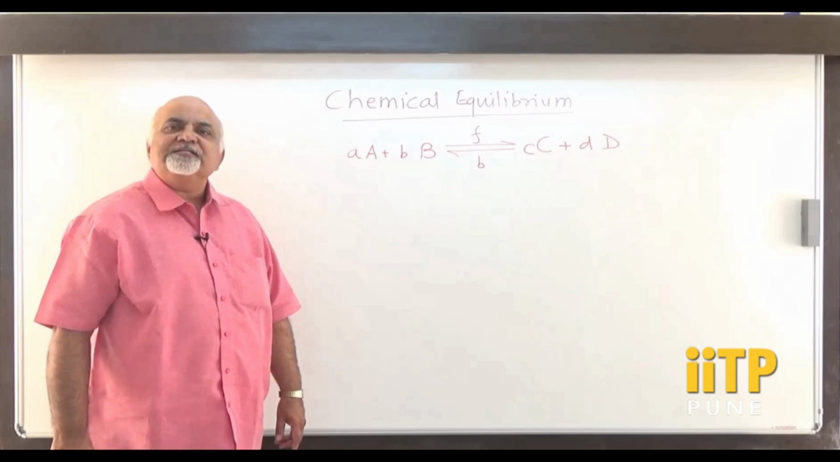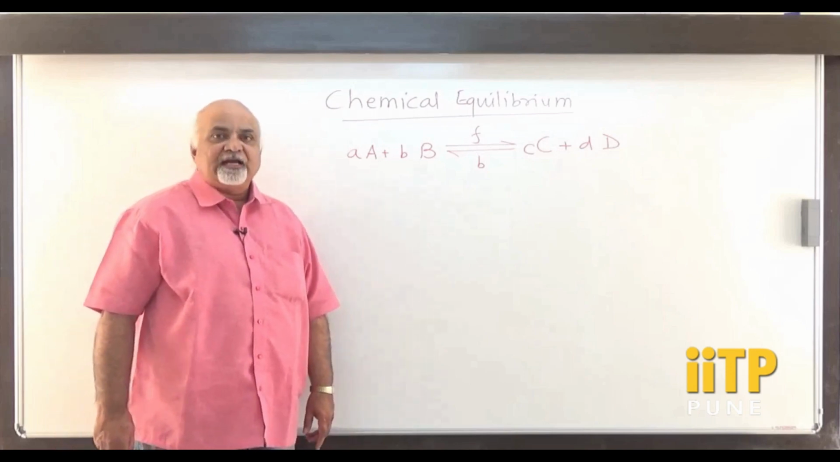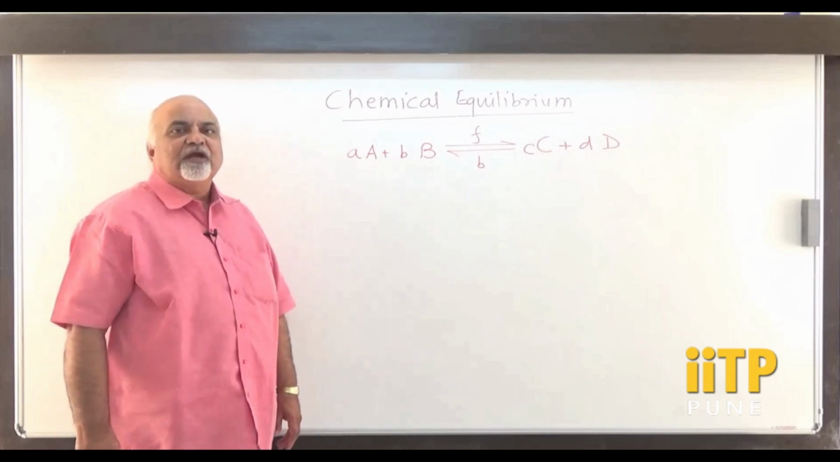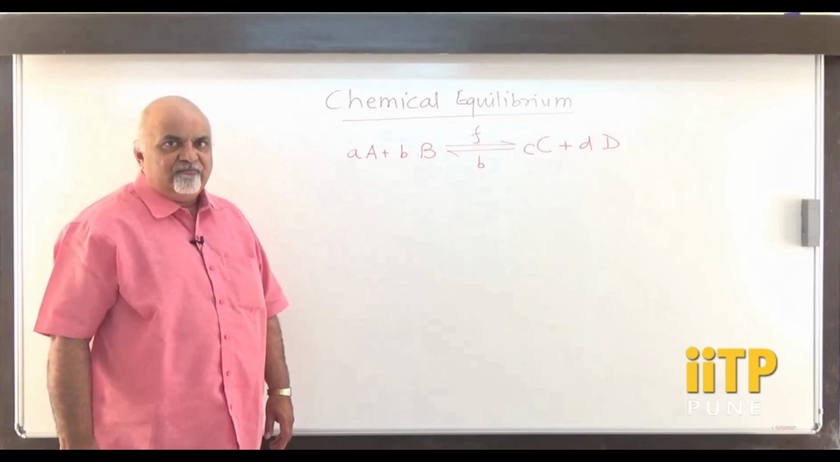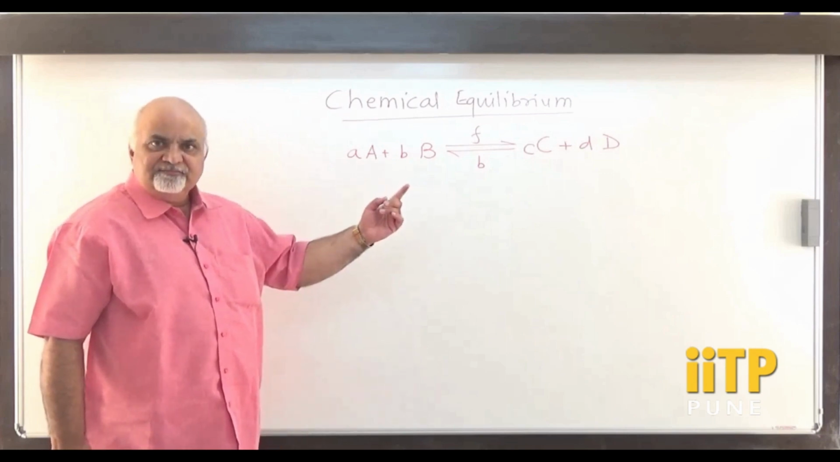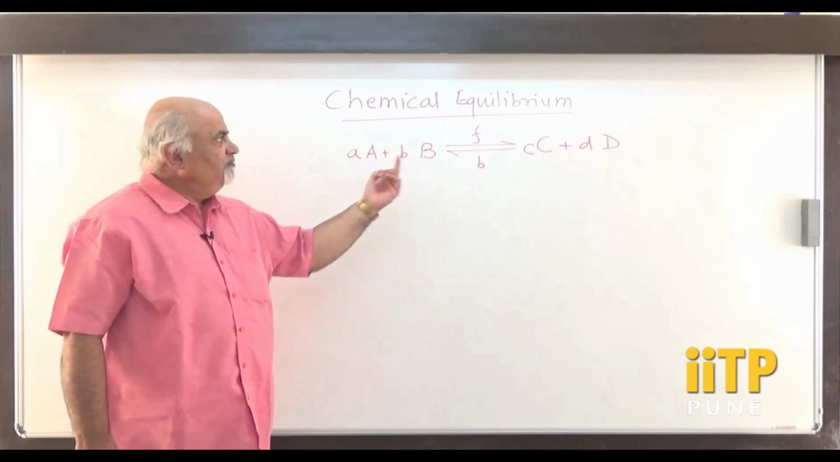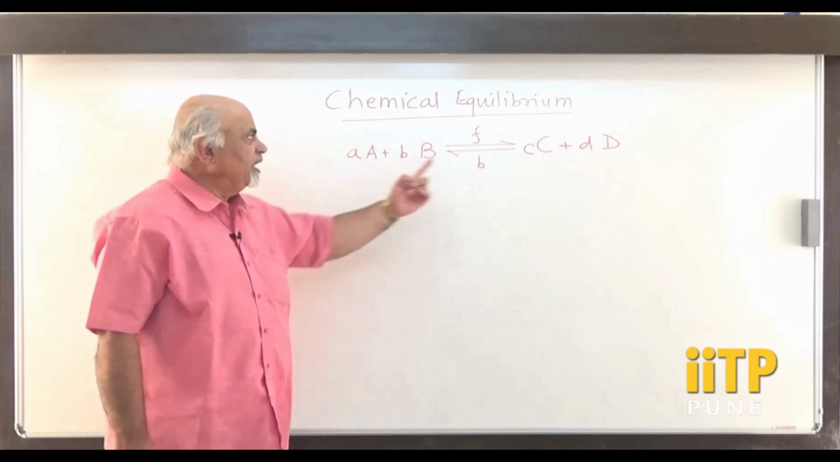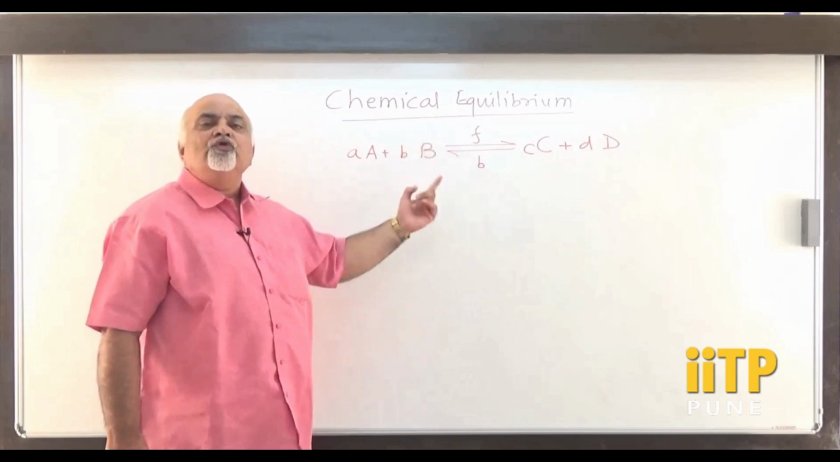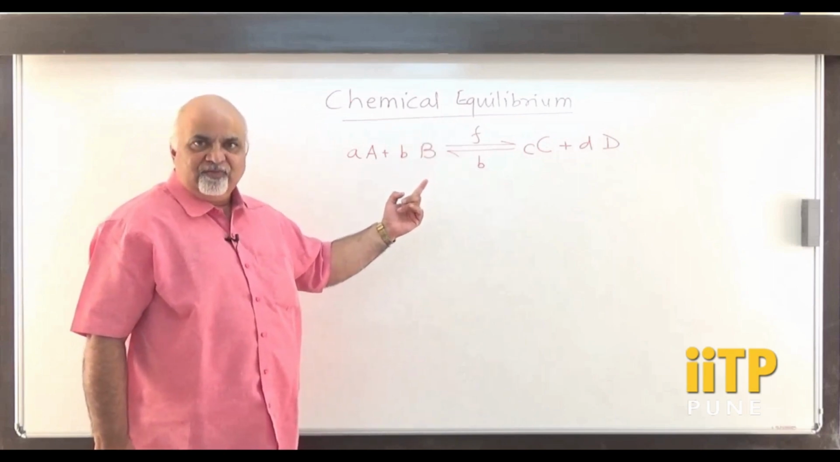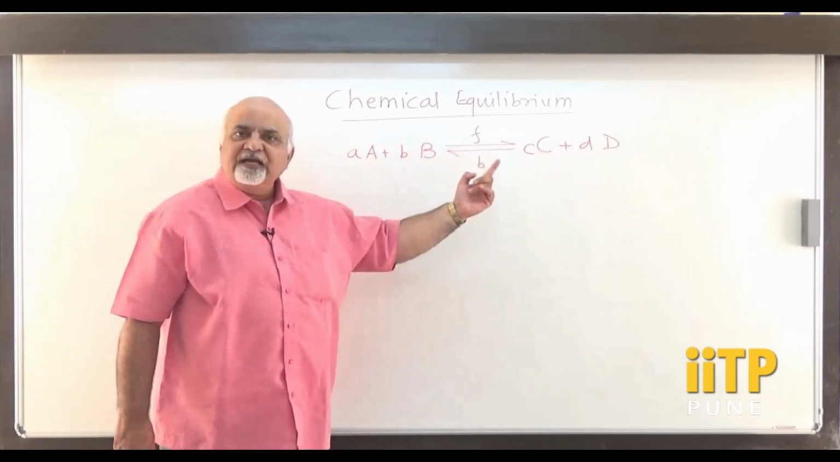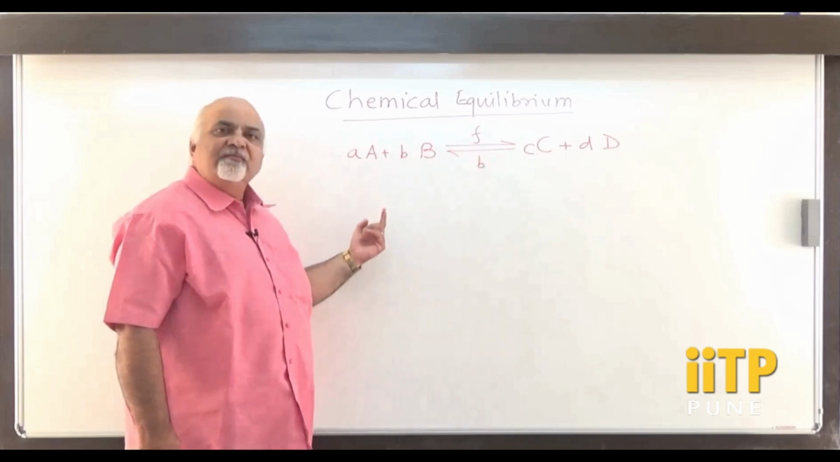Now, if the products are more reactive under the given set of conditions of temperature and pressure, there is a chance that the product may react again and will show the reversibility as a backward reaction. So there are two rates actually in the reaction. One rate is the forward rate, the other rate is the backward rate.